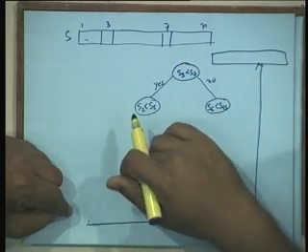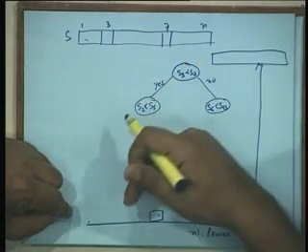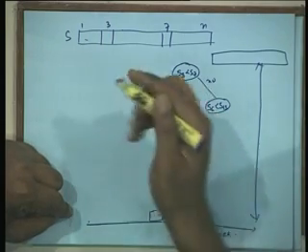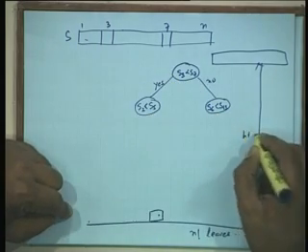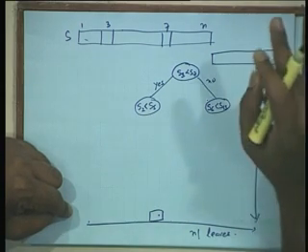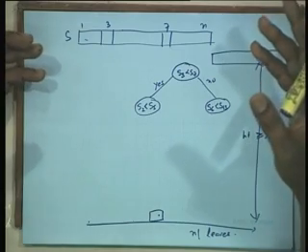So what is its height going to be? At least log of n factorial. So the height is therefore at least log of n factorial. It could be more, but at least this much it will be.